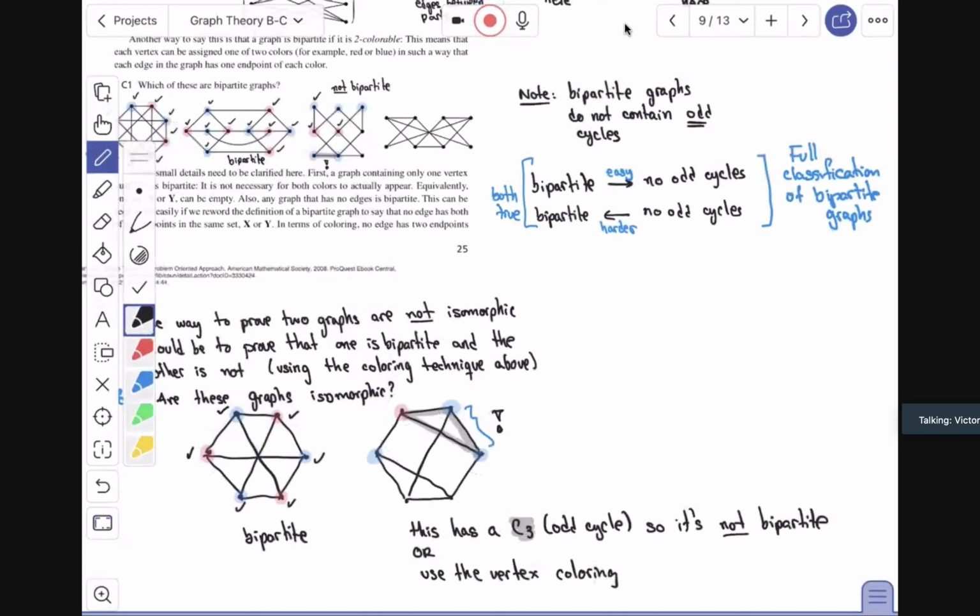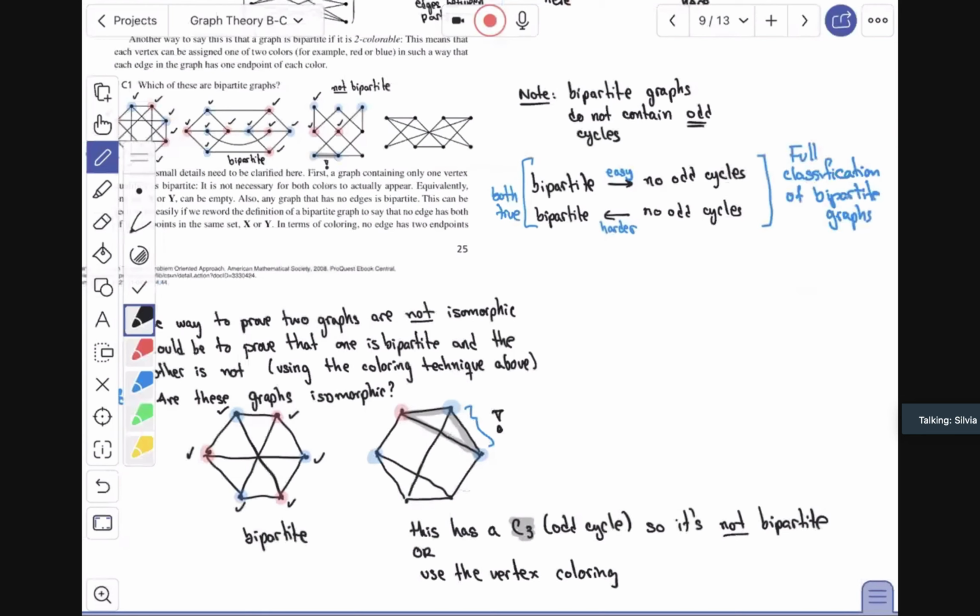Professor? Mm-hmm. Just as a quick review of isomorphisms in general, we could also say that these are not isomorphic because the second graph contains C3 and the first one doesn't. Perfect. Okay. Thank you so much.